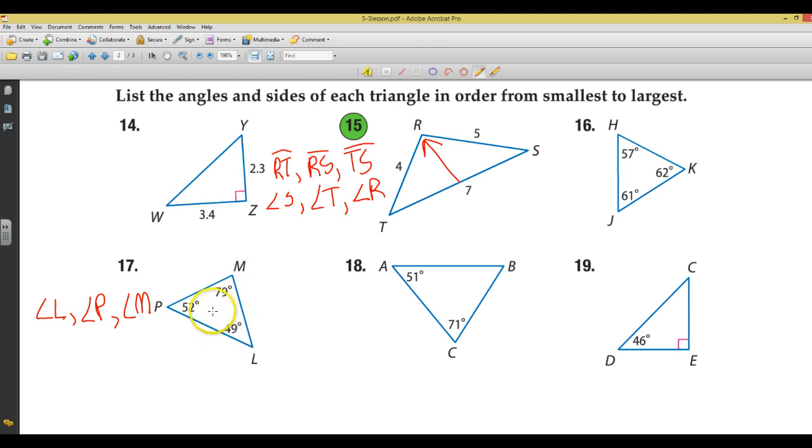So opposite from our smallest angle will be our shortest side, so PM. Then next would be opposite 52, which is ML. And our longest side will be opposite our largest angle, so opposite 79 is PL.